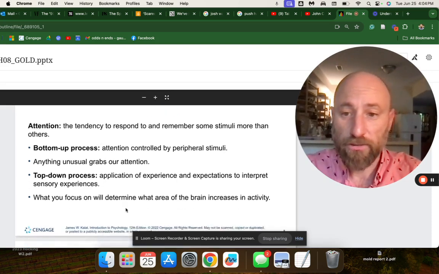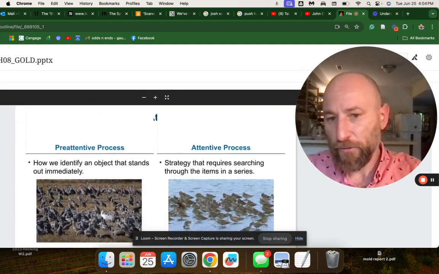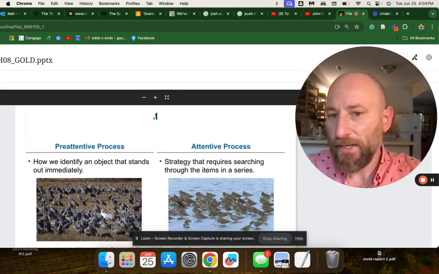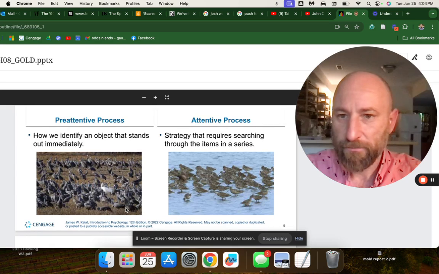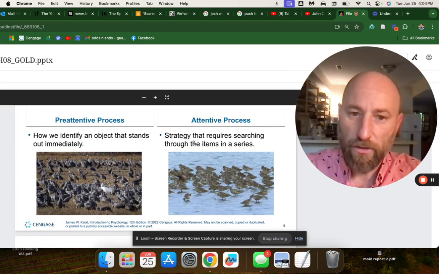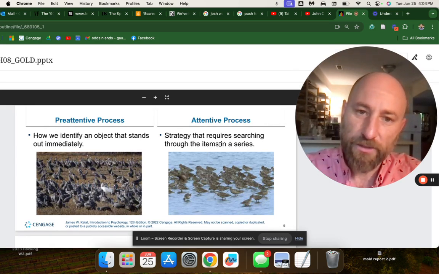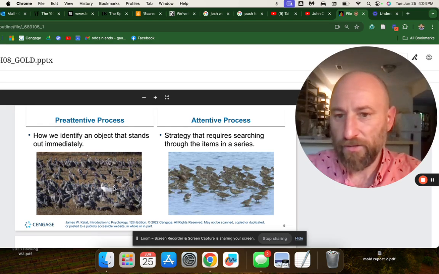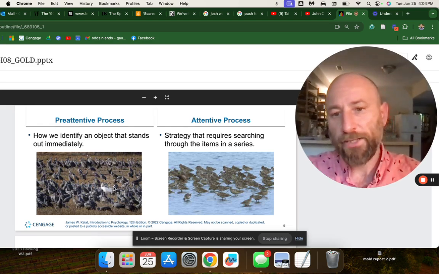Perception is a top-down process. Pre-attentive process: how we identify an object that sticks out immediately. Attentive process: a strategy that requires searching through the items in a series, right? So pre-attentive processes are all the little tips and tricks our brain automatically does, right?